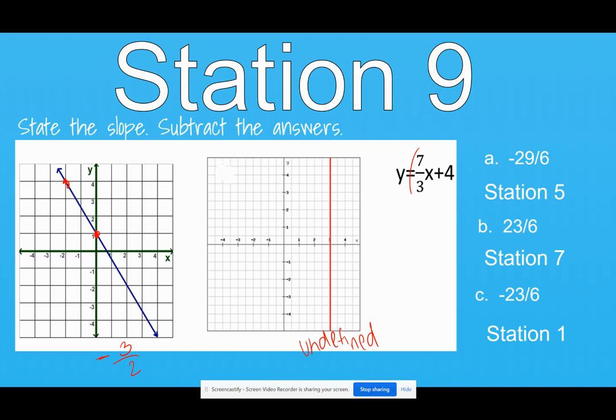And then we have 7/3. Anything in front of the x is always the slope. So if I give you y equals mx plus b, the m is always the slope, so you put that up front. And if you subtract those answers, you get negative 3/2 minus 7/3, which is negative 23/6.